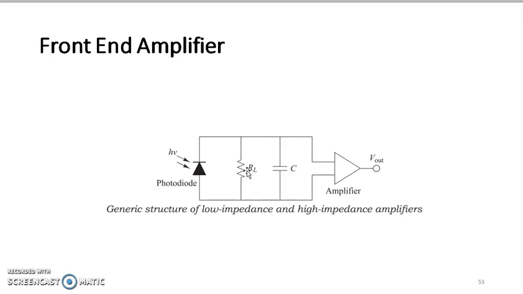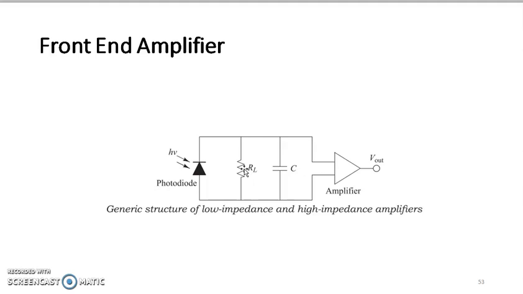Then to avoid the thermal noise, we need to increase the load impedance, and that is the case here in the given figure. We have a generic structure of low impedance and high impedance, but if RL increases, then the thermal noise reduces. So thermal noise is inversely proportional to the value of RL. If RL is maximum, then the thermal noise will be a minimum.